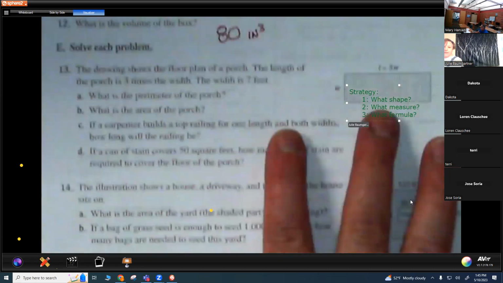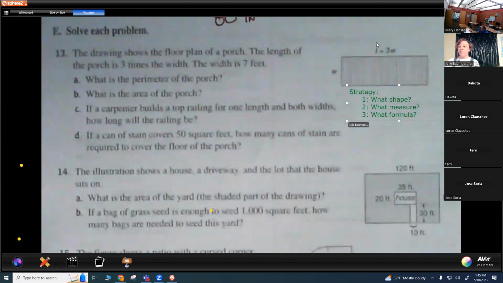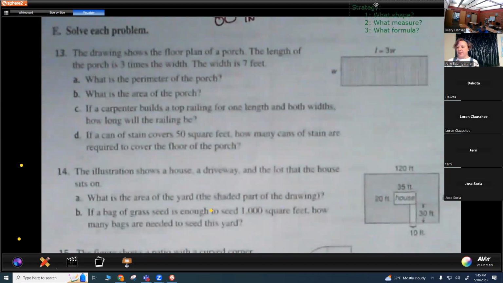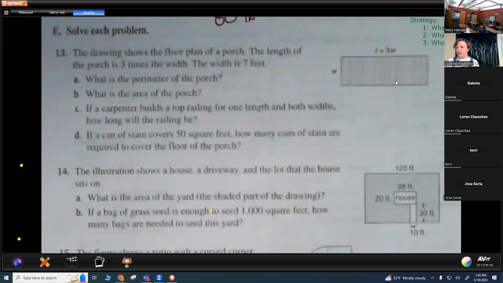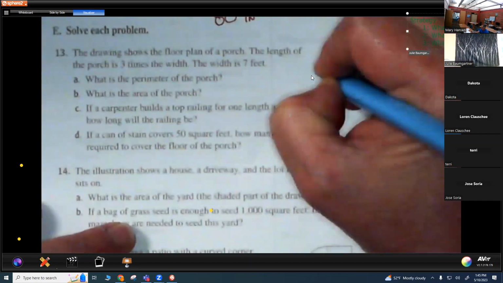All right, well, we'll just start at the start. Okay, so number 13, right? We're looking at our drawing over here. And we've got a floor plan of a porch. And it tells us, right, that the length of the porch is 3 times the width. But we know that the width is 7 feet. That'd probably be a really narrow porch.